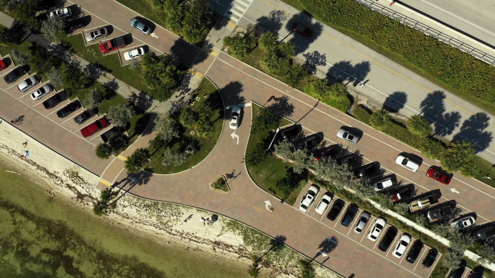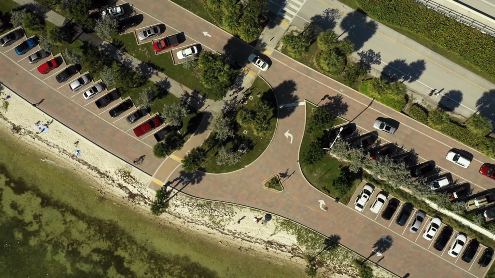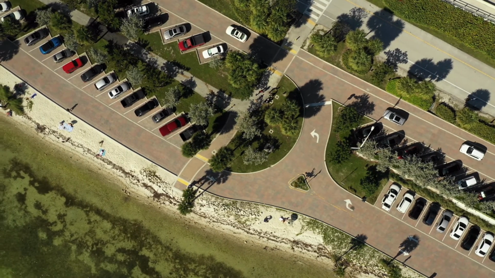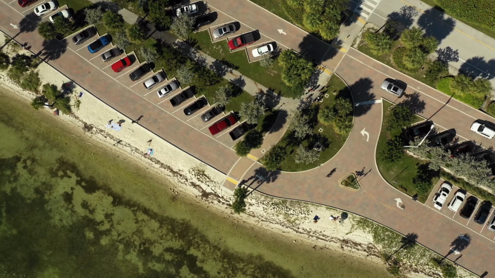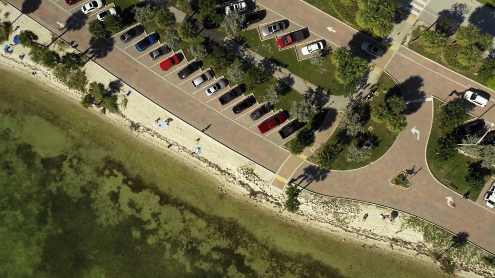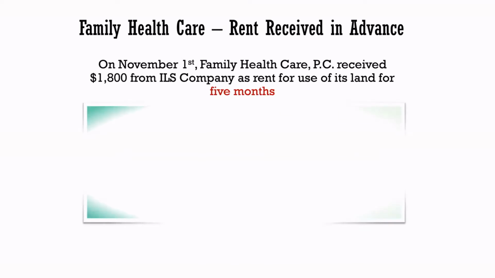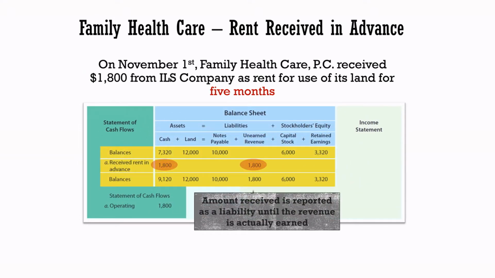On November 1st, Family Healthcare receives a rent payment of $1,800 in cash from ILS for the use of its land. ILS will be using the land for a temporary parking lot for 5 months. Since cash is received in the amount of $1,800, cash is increased by that amount. This increases cash flow from operating activities under the statement of cash flows column.